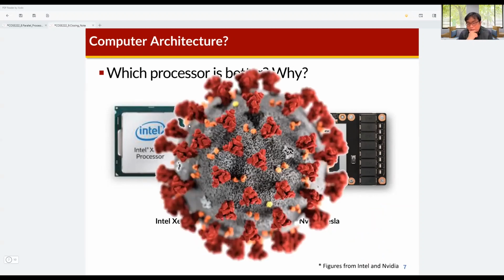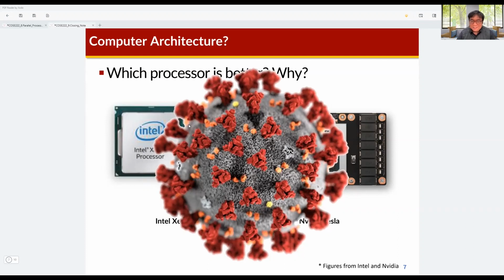Actually, I'm showing this photo of the COVID virus. During four semesters, I hoped that we could overcome the COVID-19 pandemic. But unfortunately, the pandemic is getting more severe. So I don't know.